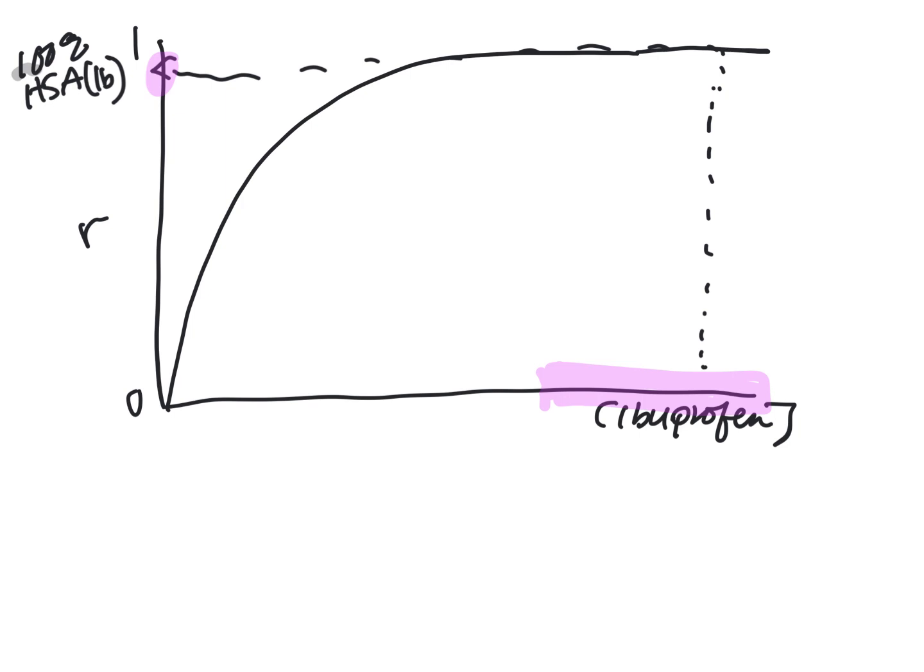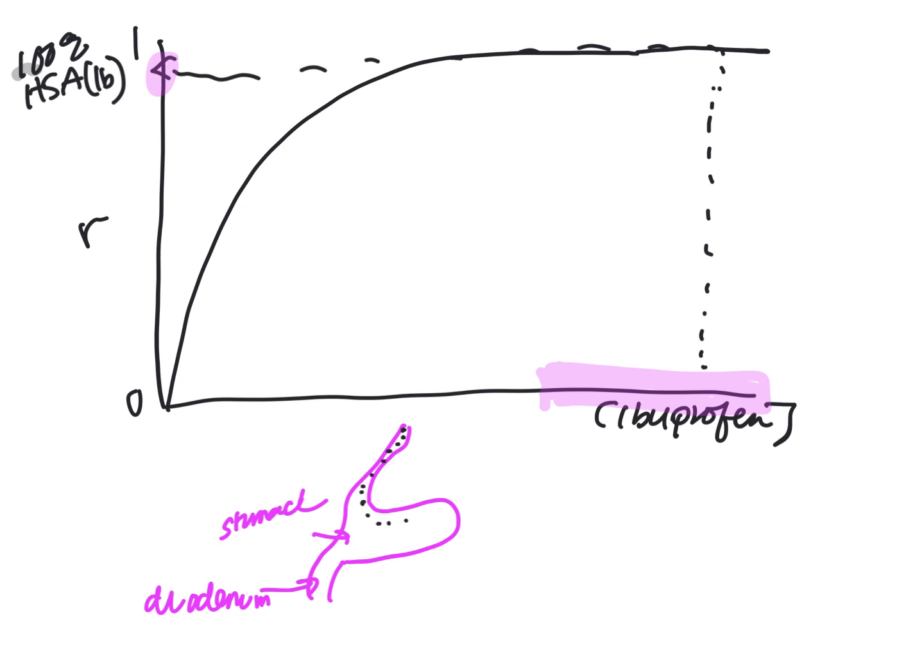I wonder if I can draw a very quick gastrointestinal tract. So my stomach is here, and then my duodenum is here. You've taken ibuprofen. The pill's coming in, it's getting split open, so you've got a bunch of ibuprofen here. Some of it moves into the duodenum. It's going to move across the gastrointestinal lining, right?